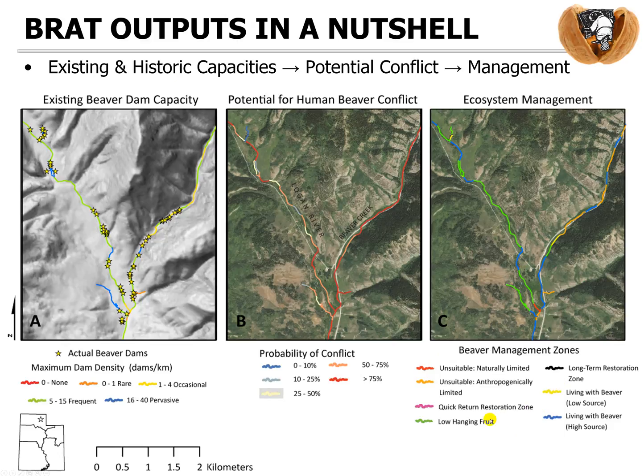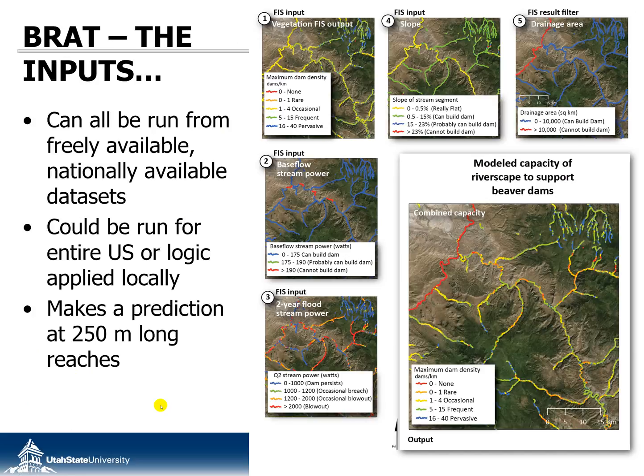Then it also looks at areas that might be suitable as restoration or conservation zones using beaver as a restoration tool, versus areas that have high conflict but could support some or a lot of beaver, and those might be good source areas. But the capacity model itself is driven by a fuzzy inference system, and we want to take a closer look at those. And it's going to predict whether there can't be any dams or rare dams, occasional dams, frequent or pervasive densities. And so the way that works is there's an inference system.